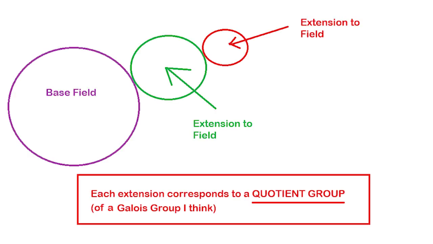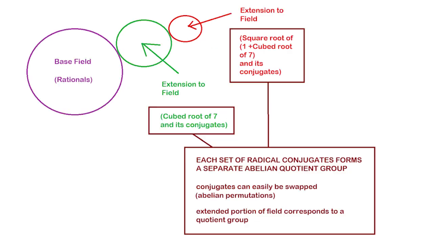And I think there's something in Galois theory that says this extended portion of the field corresponds to something called a quotient group. This consists of only permutations of the conjugates of the roots in the specific field and no other roots. And since the roots are all easily interchangeable with each other, their permutations are Abelian.